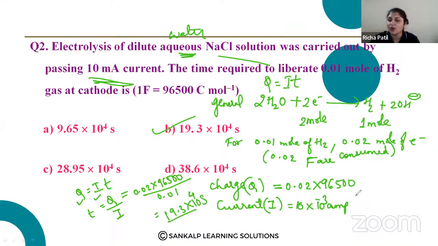I hope you have understood it. This is the way you're going to solve. Electrolysis of dilute aqueous NaCl was carried out by passing 10 milliampere current. The time required to liberate this gas is asked. So you have to relate it first with the general equation, then see for 0.01 how much time is required. Just cross multiply and you get your answer. This is the way you're going to solve this particular question.